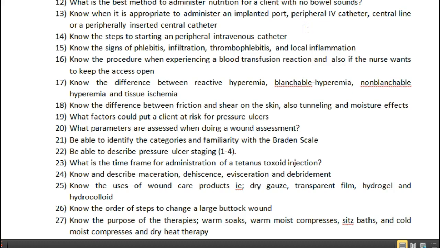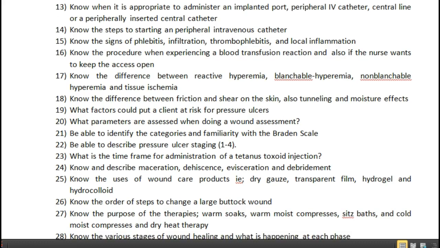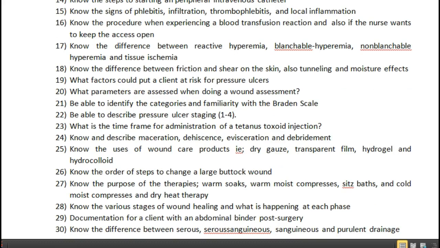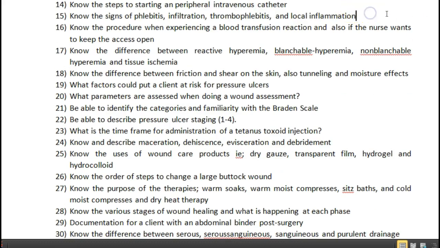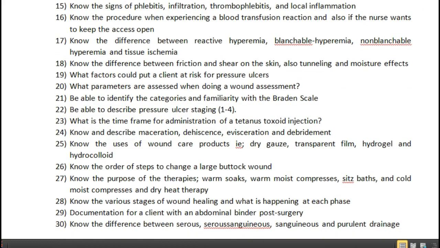Because chances are, if someone had a reaction, you probably would want to keep it open, because you may have to give them something IV pushed, depending on what they're going through. So if it's an accessible, wonderful vein, you want to make sure that you keep that open.